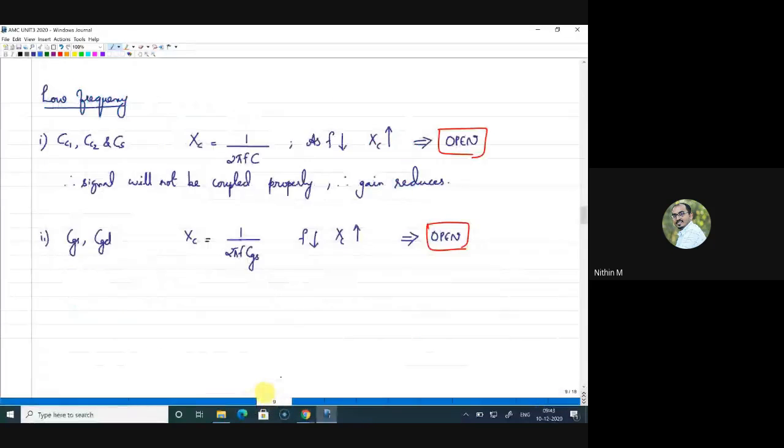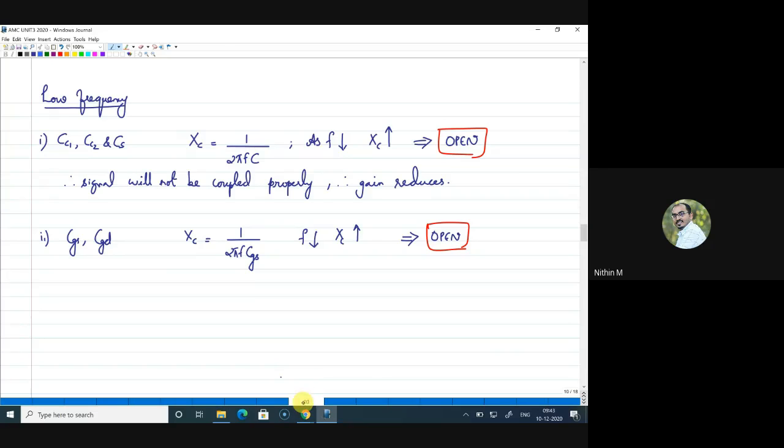At very low frequency, capacitors are open, right? Both capacitors are open at very low frequency. But I need to find the cutoff frequency by considering the coupling capacitors. That is why I have included coupling capacitors there.